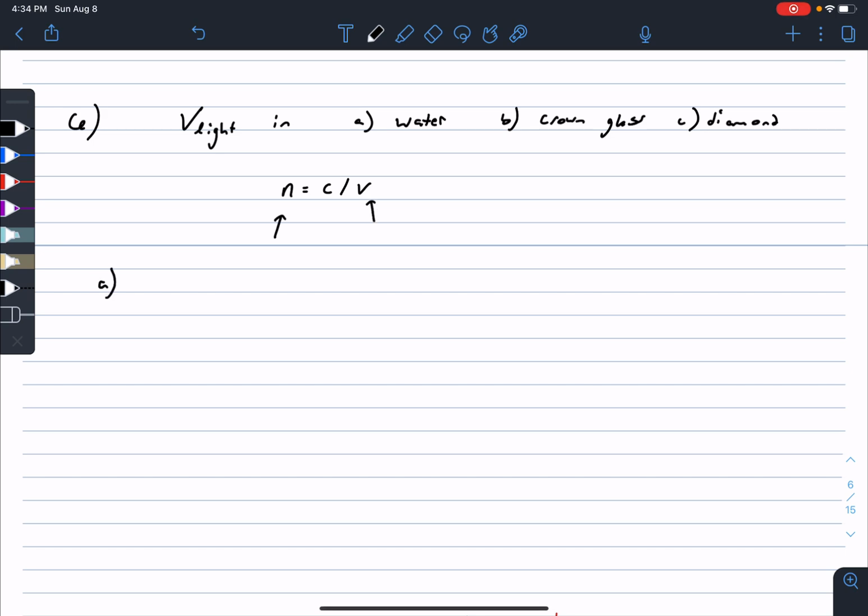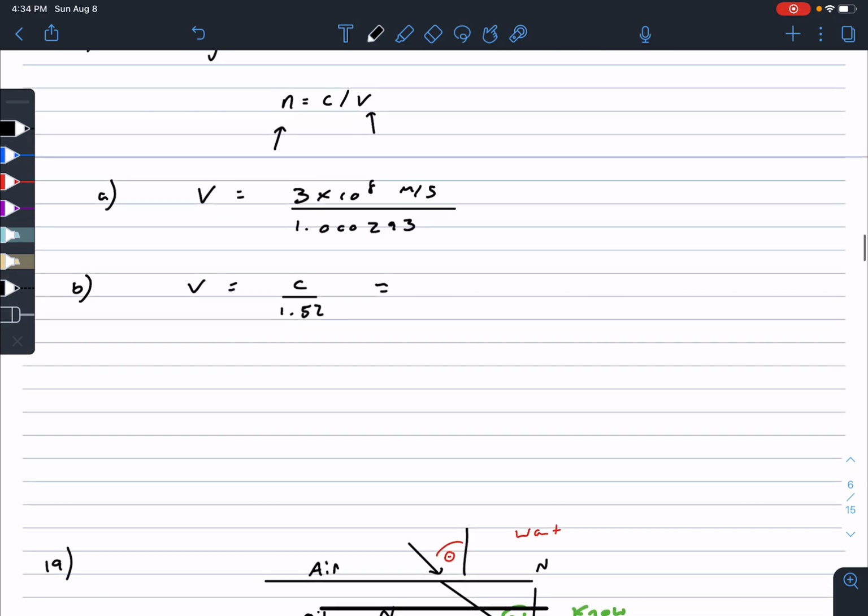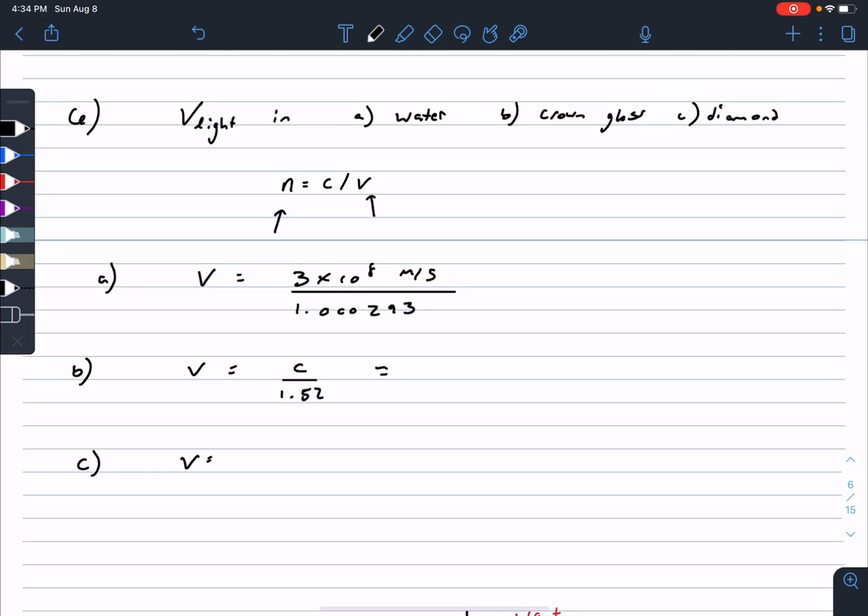So part A, V in water is going to be 3 times 10 to the 8 meters per second, C over the index of refraction of water, which is about 1, but not exactly 1. Part B, I'll write the answers down here in a second. Part B, we end up going C over, it's 1.52 for crown glass. And then C, it's going to be speed of light over 2.419 for diamond.